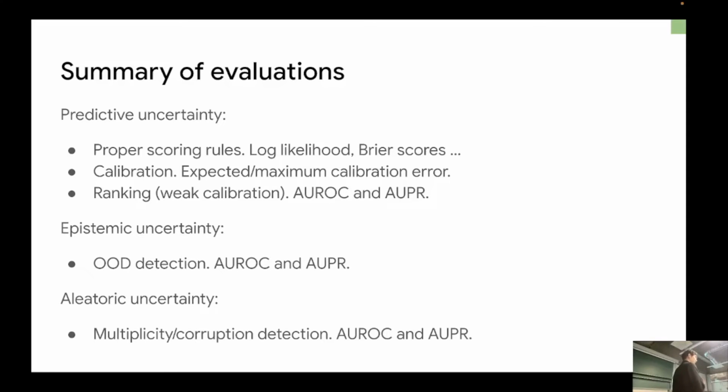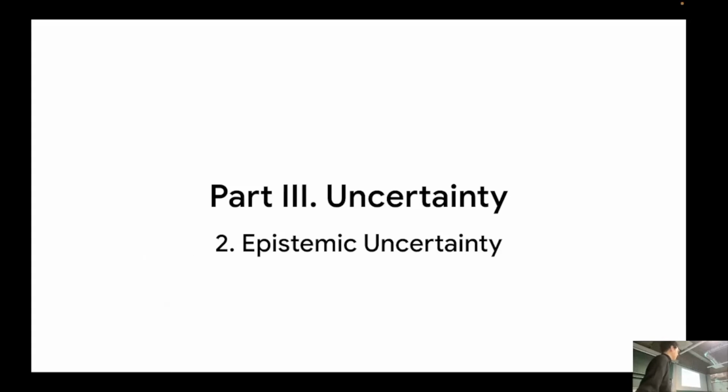So that's it for the evaluation part. The summary goes like, there are proper scoring rules, log likelihoods, Brier scores. We also looked into calibration and ranking-based evaluation today. For epistemic uncertainty, you can take a look at OD detection measures like AUROC or AUPR. For aleatoric uncertainty, you may also use multiplicity detection, although I haven't seen that quite a lot in the literature. But that's a possibility. Okay, so if there are no questions so far, I can move on to the next section.